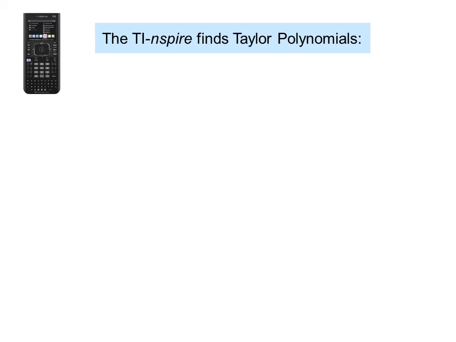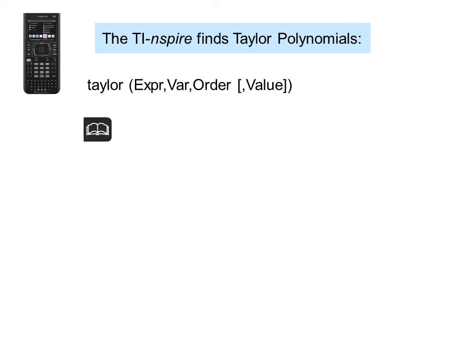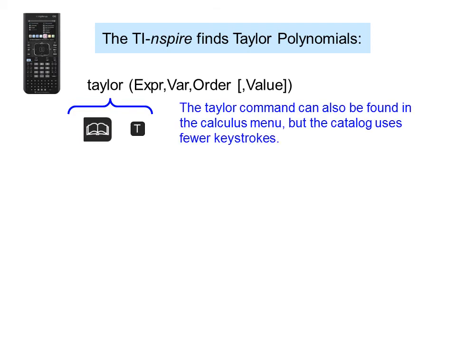The TI-nspire finds Taylor polynomials. The command is Taylor expression, variable, order, and as an option, the value or center of the polynomial. You can find the Taylor command by using Calc09, or the Taylor command can also be found in the calculus menu, but the catalog uses fewer keystrokes.